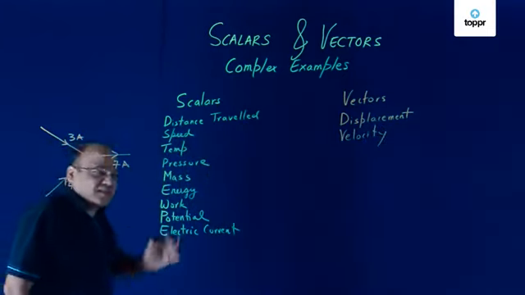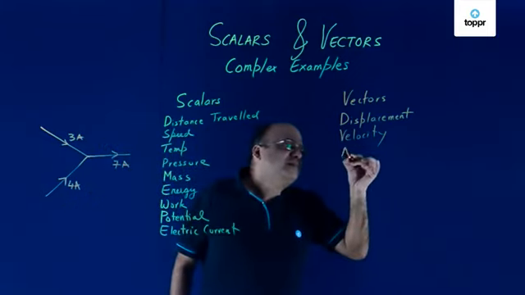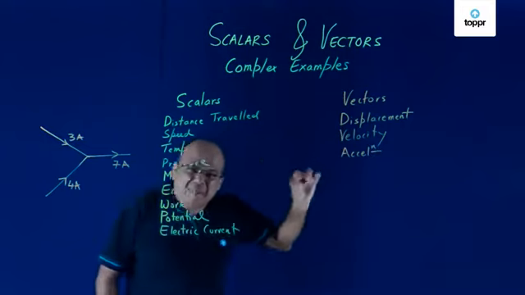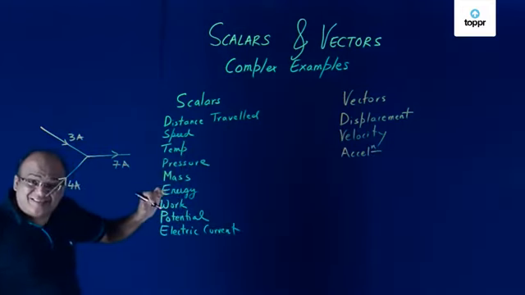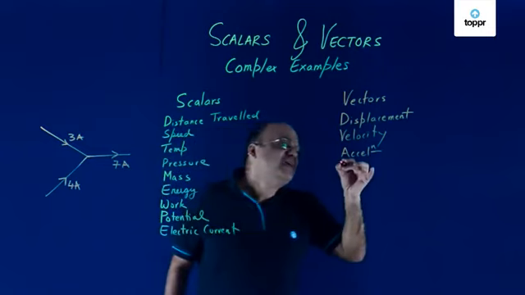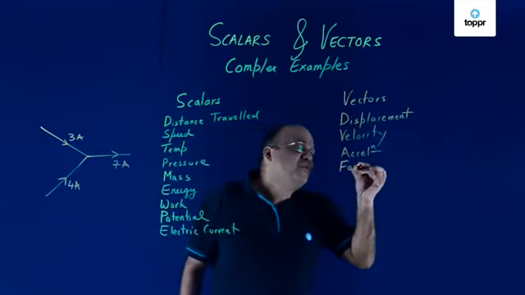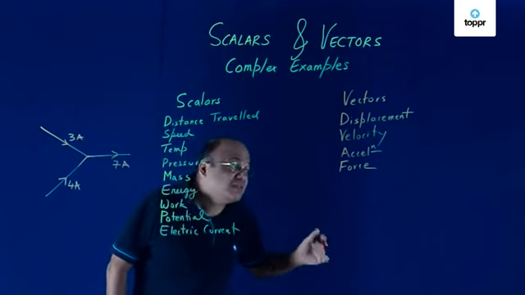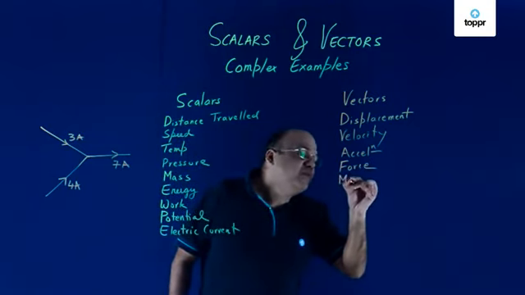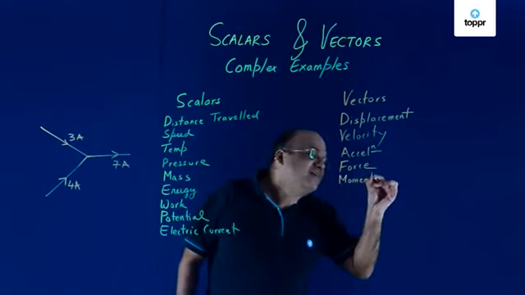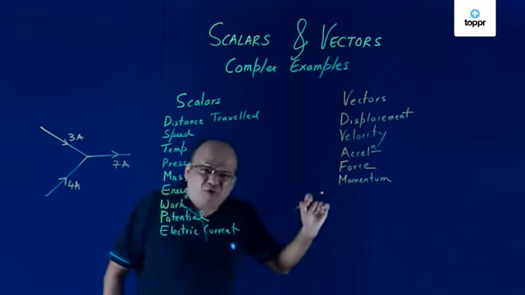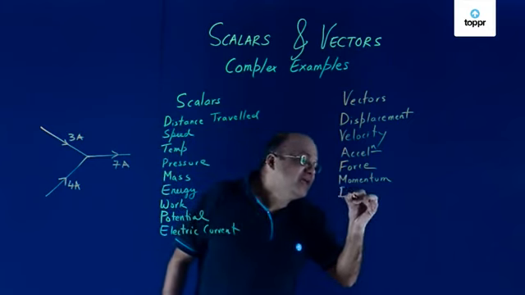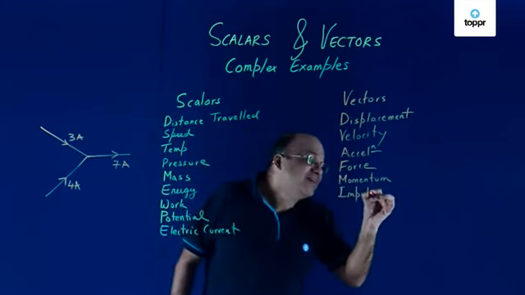Rate of change of velocity is acceleration. Acceleration is a vector. Mass into acceleration is force. F equal to ma, Newton's second law. Force is a vector. Mass into velocity is momentum. Momentum is a vector. Force into time is impulse. Impulse is a vector.